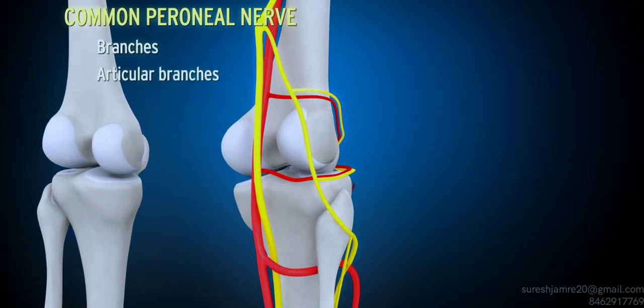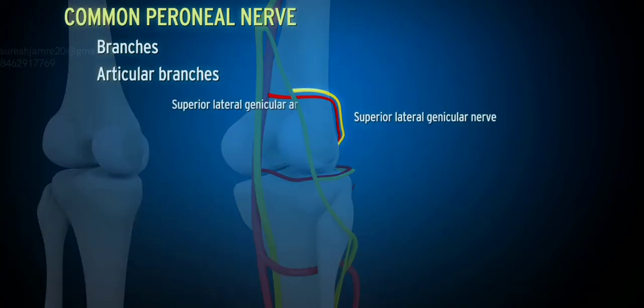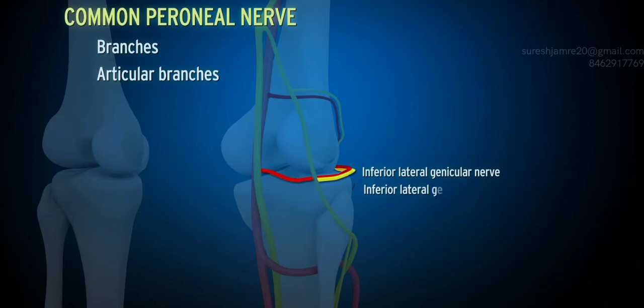Articular branches. Superior lateral genicular nerve accompanies superior lateral genicular artery and lies above the lateral femoral condyle. Inferior lateral genicular nerve runs with inferior lateral genicular artery to the lateral aspect of knee joint above the head of fibula.